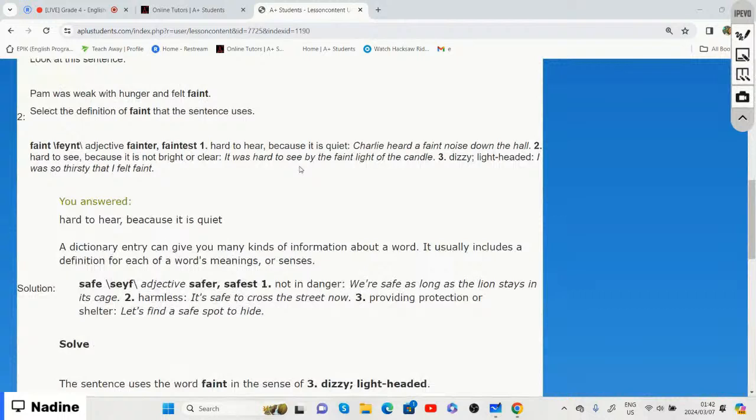And faint, if we look at the word, which is faint, that is basically how you pronounce the word. And also, faint is an adjective. And faint, the first meaning of the word is hard to hear, meaning it's like a soft, faint sound because it is quiet. So that is the first option. The third option is where you are dizzy, lightheaded. So that is the third option.